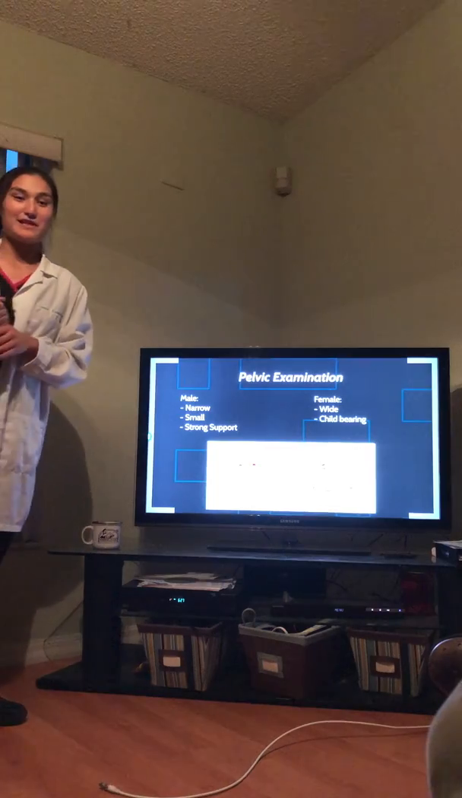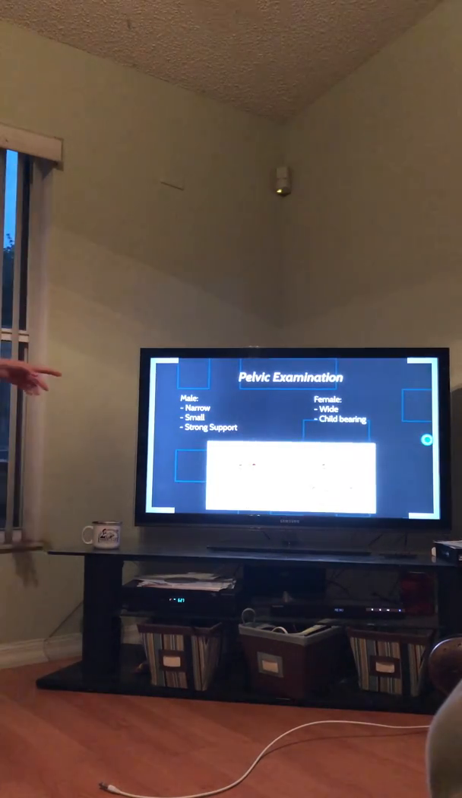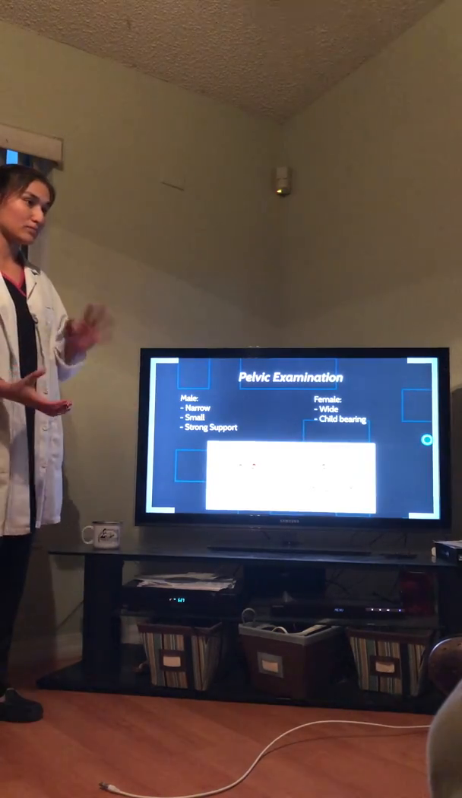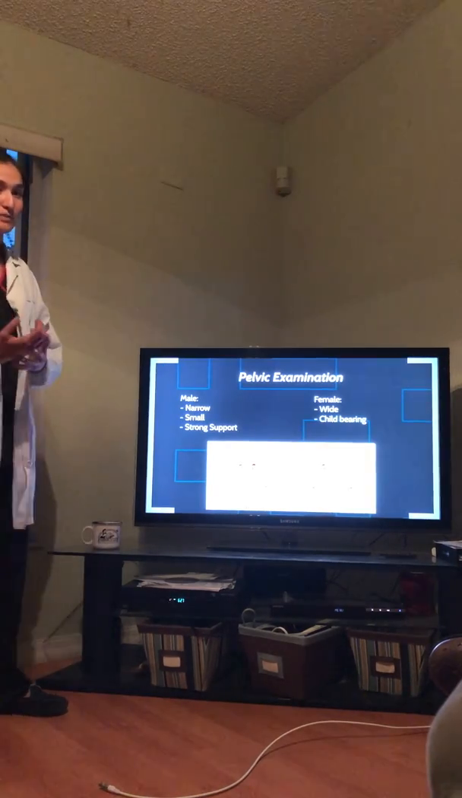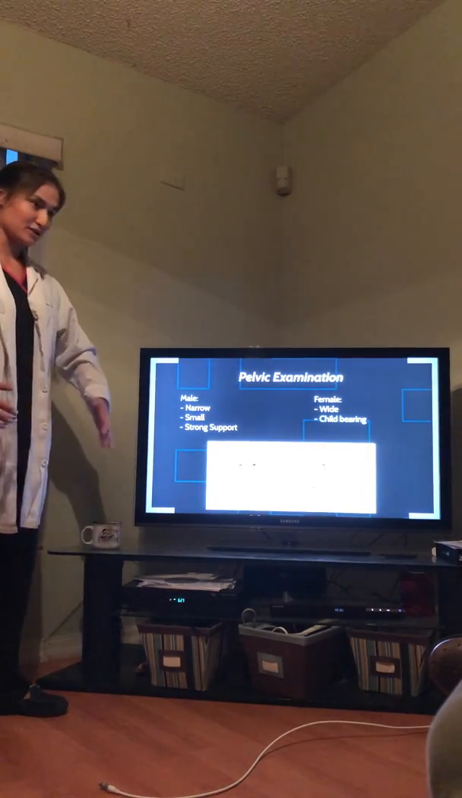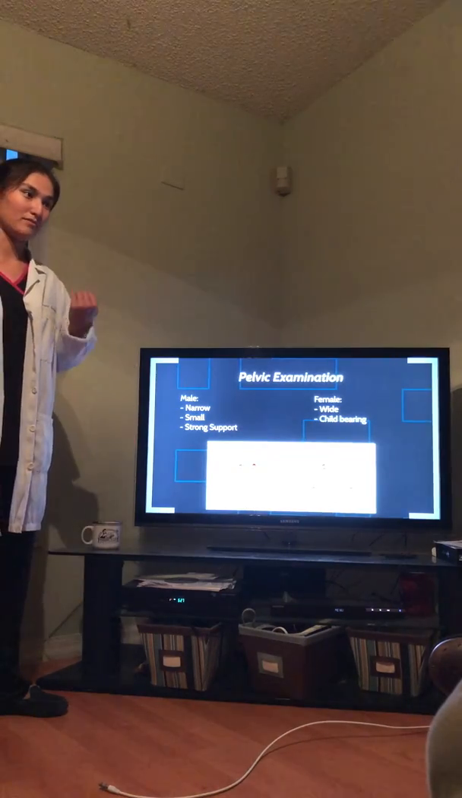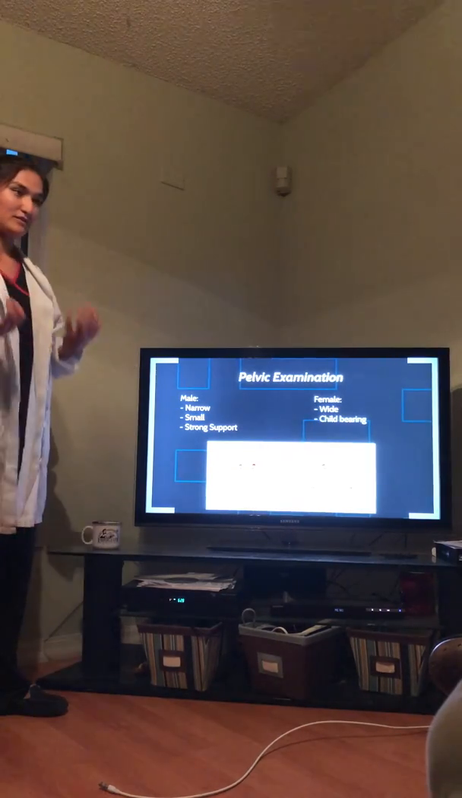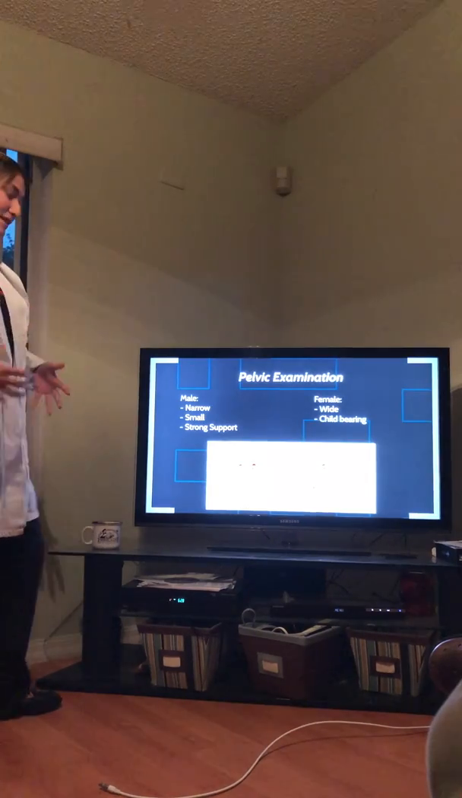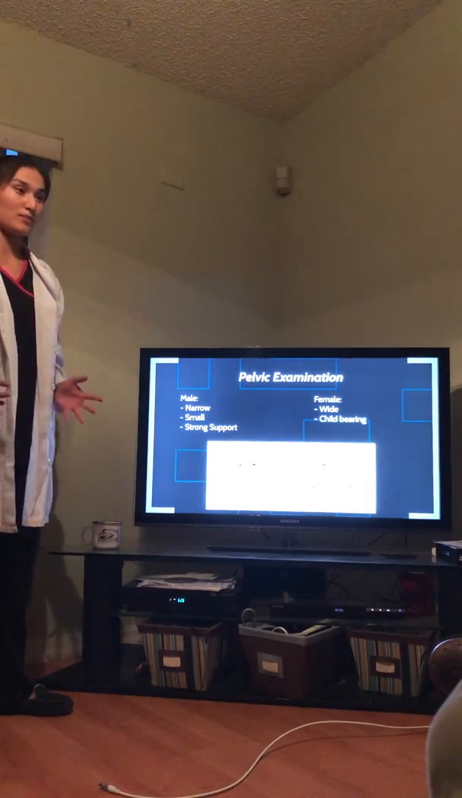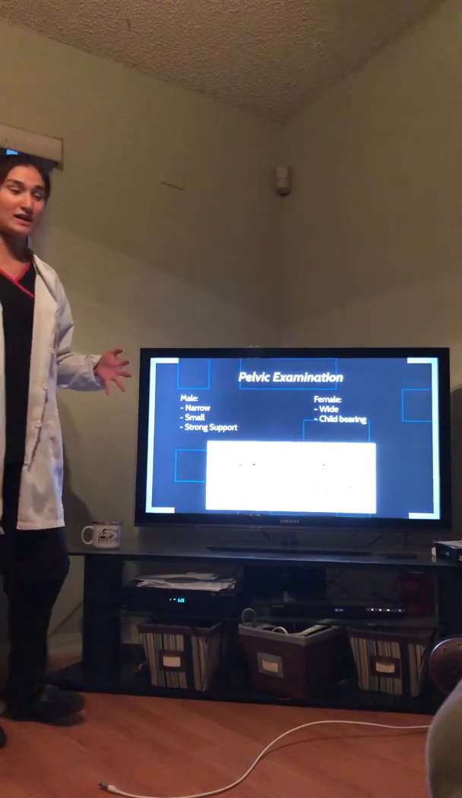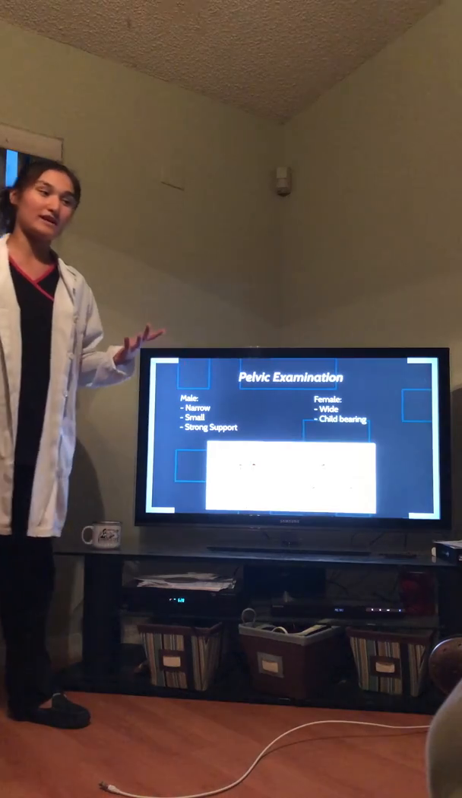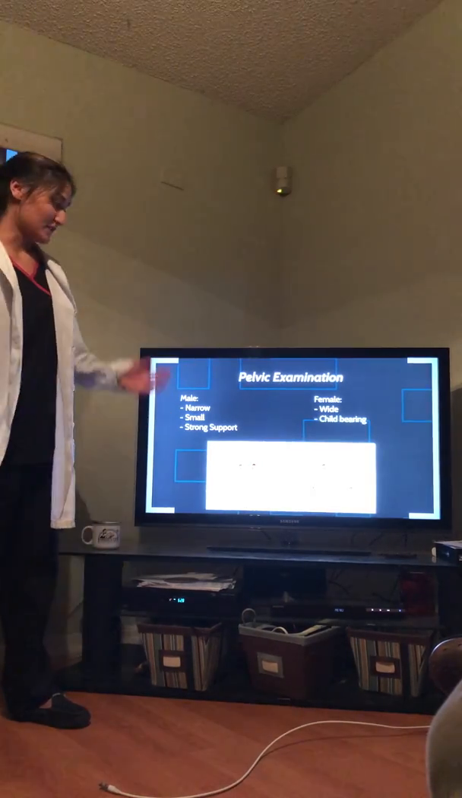So first we will start in the pelvis. Male pelvises are usually narrower and smaller in size. They're good for a strong support system. Men are usually heavier on top because of arm muscles and chest muscles, good for lifting. So they have a narrow, strong support system for the pelvis. Females usually have wide hips. It's good for childbearing, which is pretty self-explanatory.